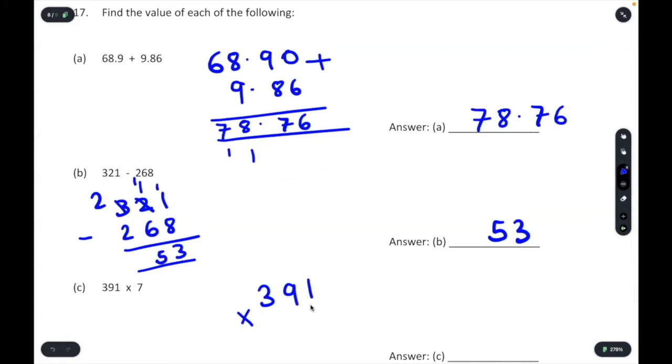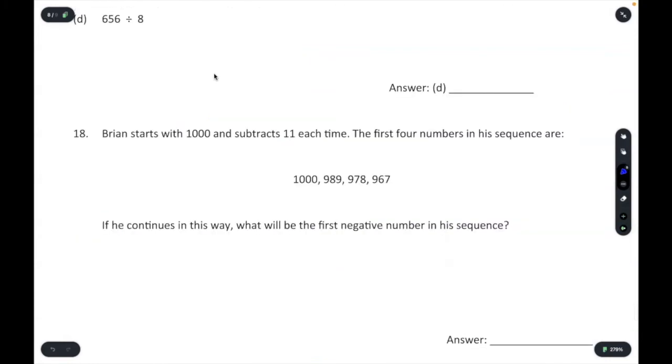391 times 7. So 1 times 7 is 7. 9 times 7 is 63. So that's 3 and 6 that we're carrying over. 3 times 7 is 21. Add that 6 is 27. So 2737. Last part of question 17, we've got 656 divided by 8. So 8 times what is almost 65, or 8 times 8 is 64, remainder 1, 8 times 2 is 16, so 82 would be our answer.